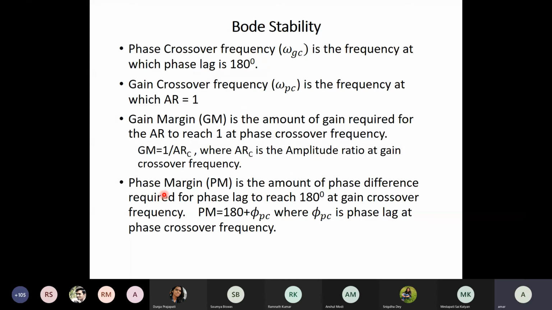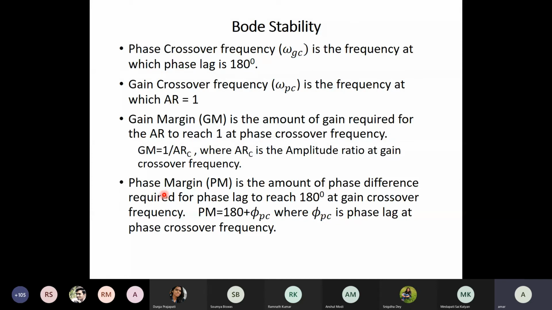The Bode stability criteria is normally used for controller design. When I am designing a controller, I use some parameters from the Bode stability criteria. One of the parameters is the phase crossover frequency. The phase crossover frequency is the frequency at which the phase lag is 180 degrees, which is nothing but the crossover frequency omega c.